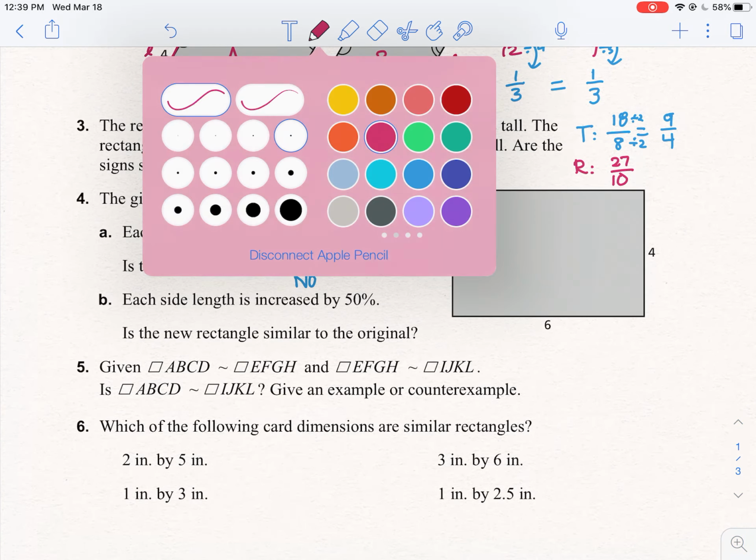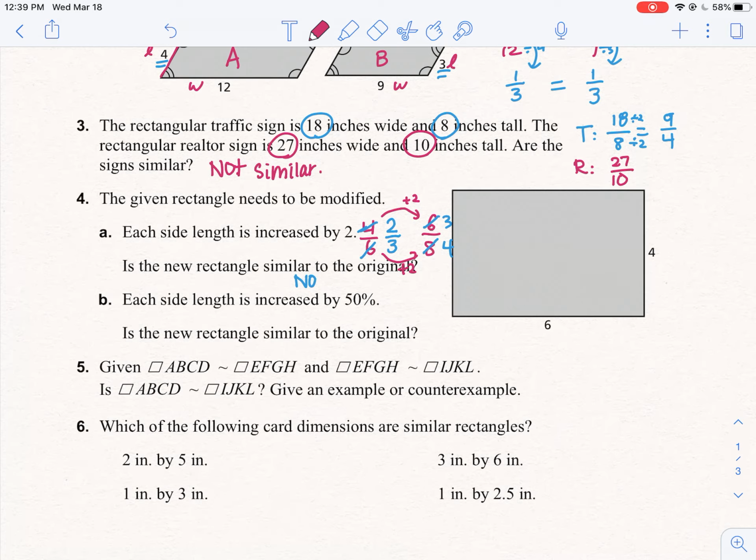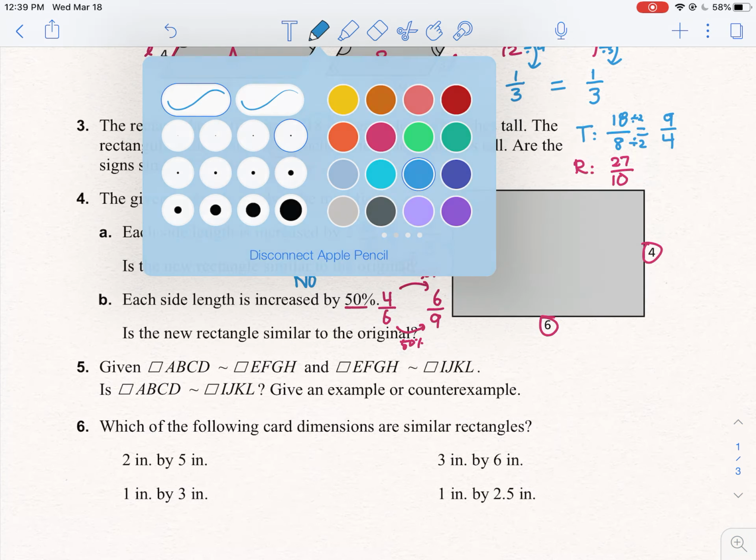And then for B, same thing. I'm going to start with the original one, 4 and 6. And then we have increased by 50%. So increase 50%, which means you're going to add half of what you have. So half of 4 is actually 2, so the top one is going to stay the same. And then 50% of 6, half of 6 is going to be 3. So 6 plus 3 is going to be 9.